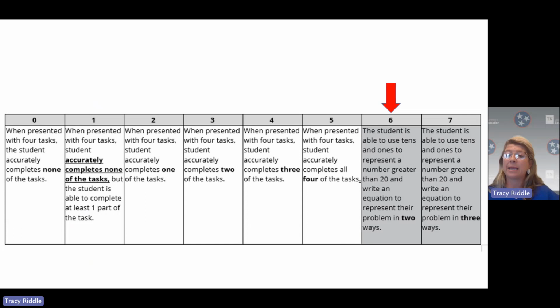If the student can do that for a number in 2 ways, that is the score of a level 6. If the student is able to take a number greater than 20 and represent it into tens and ones and write the equation to represent that problem in at least 3 ways, that is the score of a level 7.